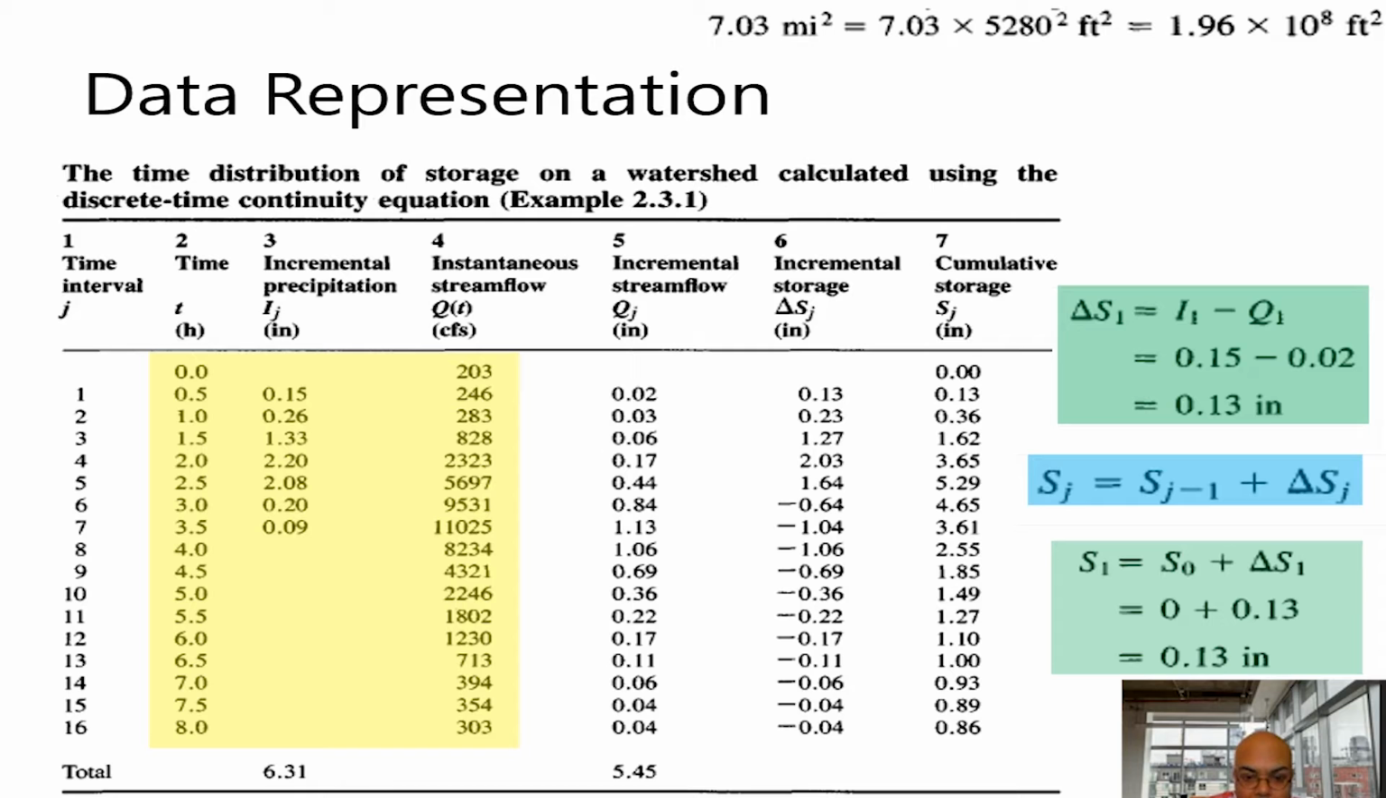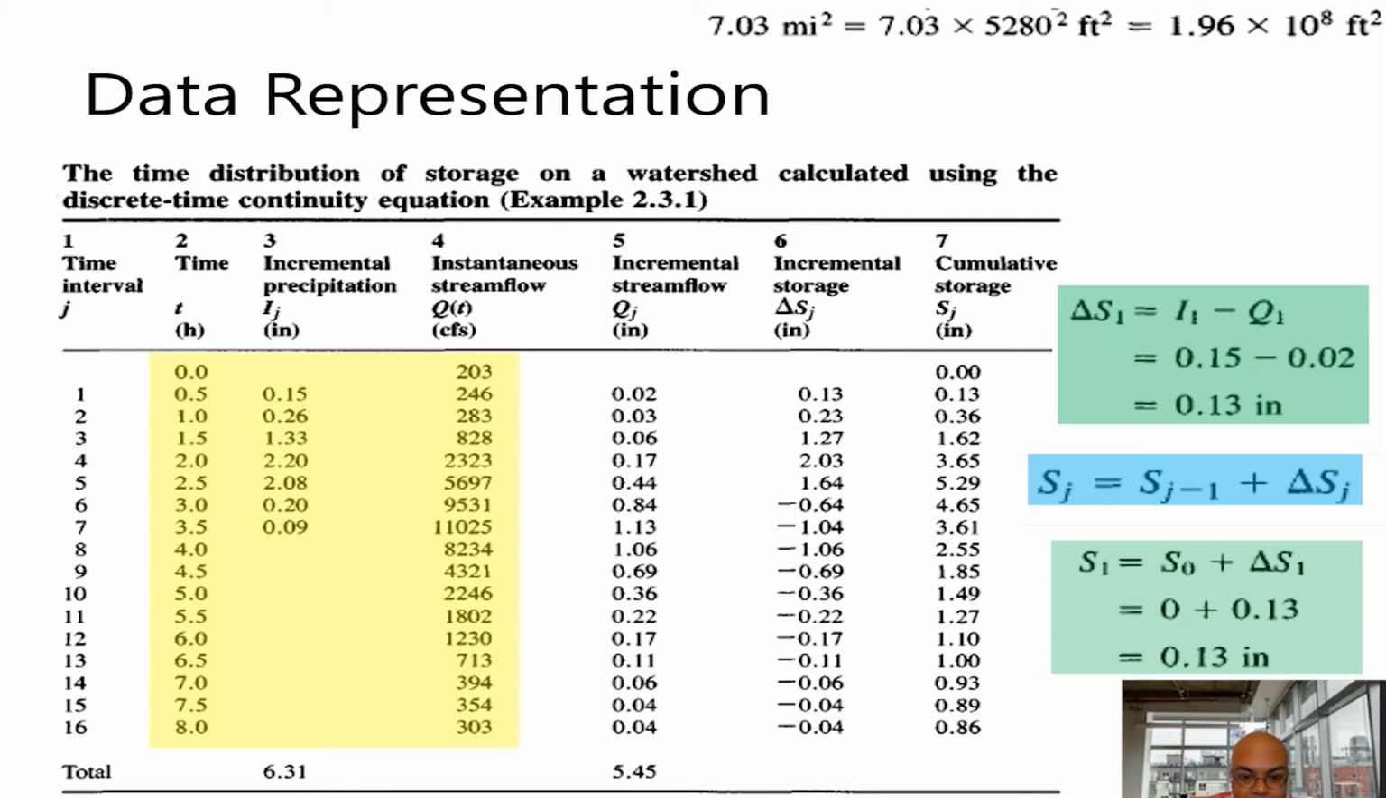Now the incremental storage: the incremental storage delta S is equal to I1 minus Q1. I1 is equal to 0.15 and Q1 is equal to 0.02, so that is 0.13. So we get delta Sj. Once we get delta Sj, we add delta Sj to the previous storage value, and then we get the current storage. So 0.13 plus the previous storage, which is 0, becomes 0.13.